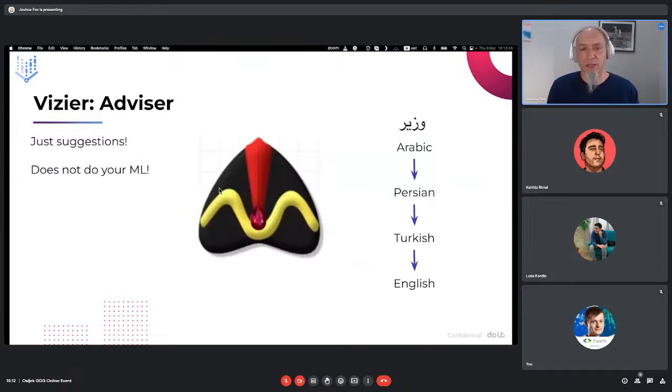Vizier is an advisor. It just makes suggestions. It does not do machine learning at all. It doesn't even know you're doing machine learning. The word Vizier comes from Arabic wazir, which passed through Persian, Turkish, and into English. And this is an advisor to the king who does not actually make any decisions. It's a different way of approaching that. I will talk about that in a minute.